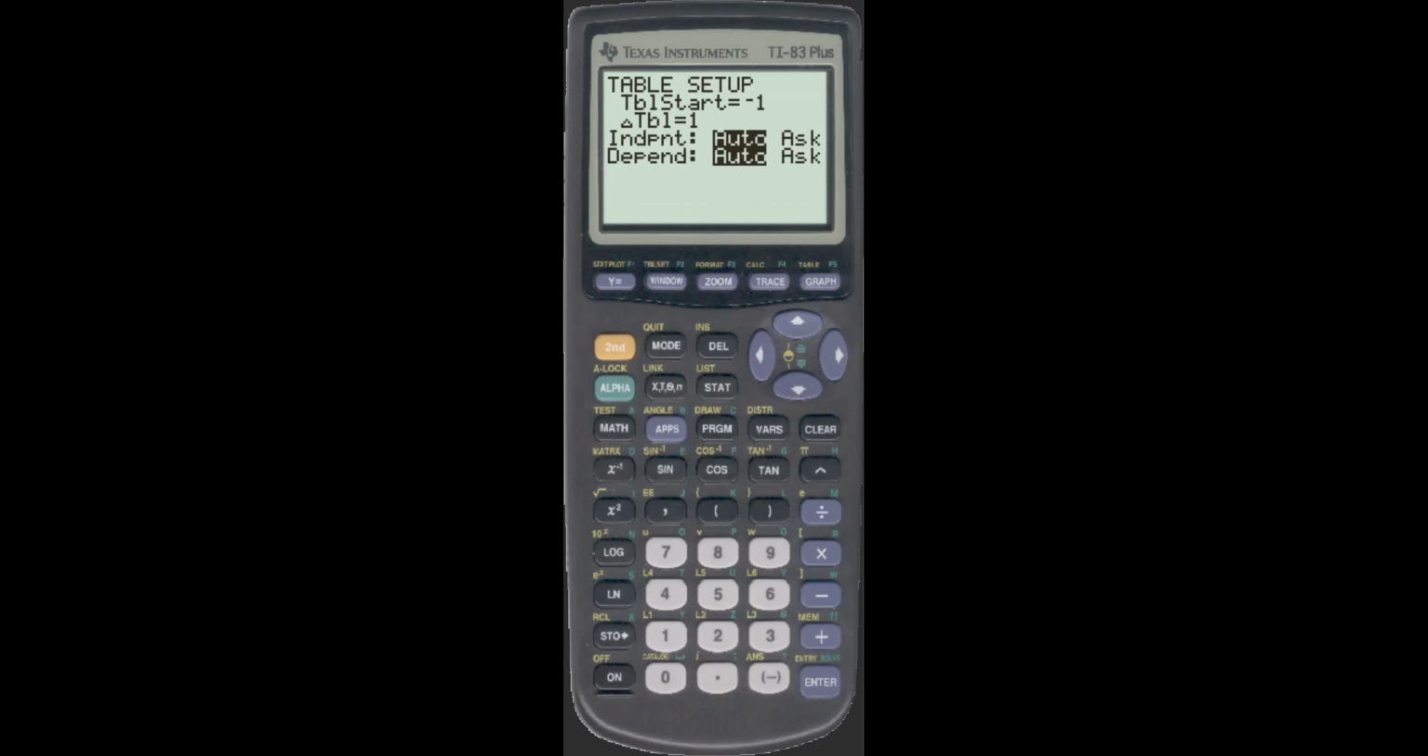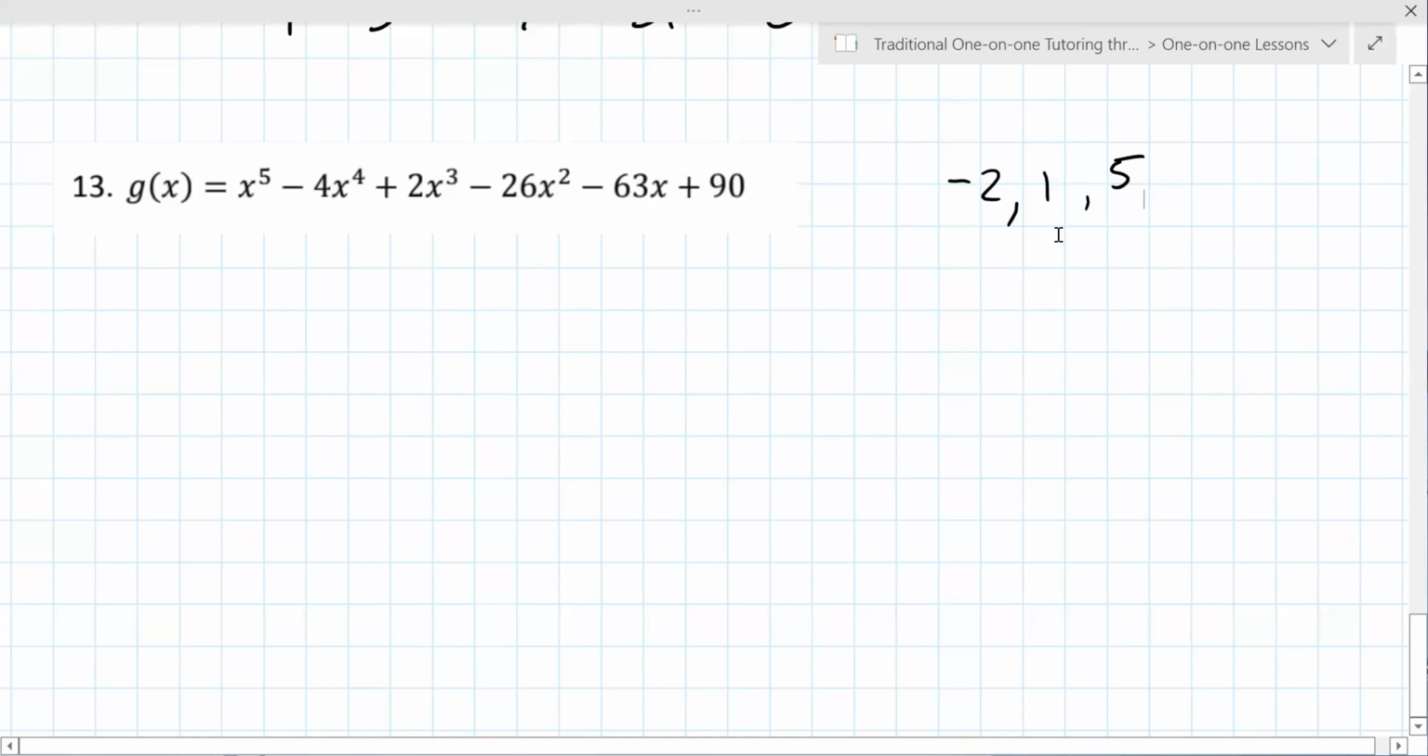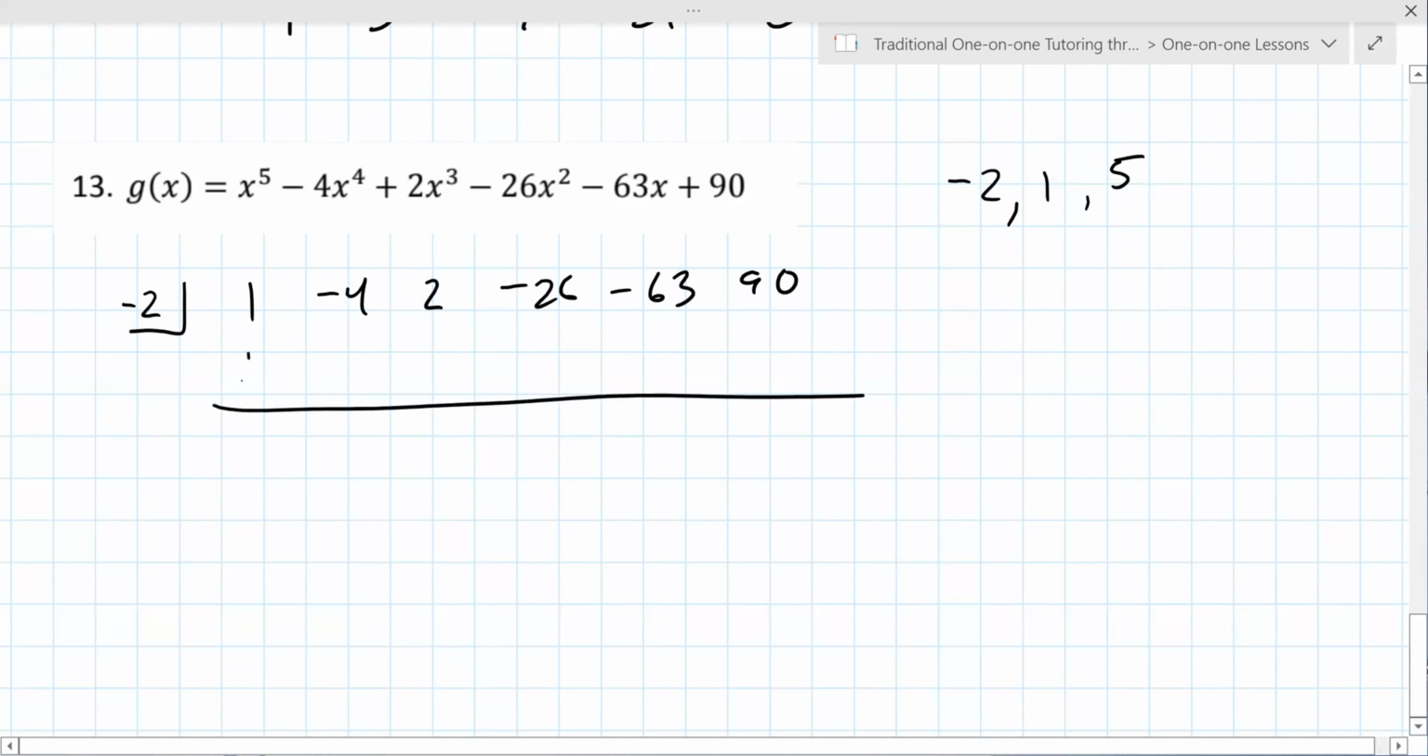Let me go back to the other screen here. Make sure you write down your zeros, and we're just going to use synthetic division here to see if it works. I'll start with -2. It doesn't really matter because they all should work. It's kind of amazing that this works. It's like a Halloween thing, mystical.